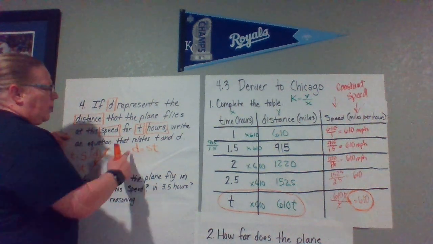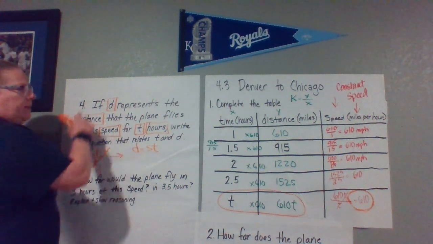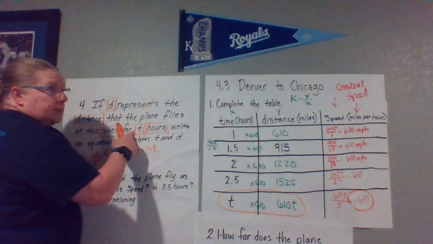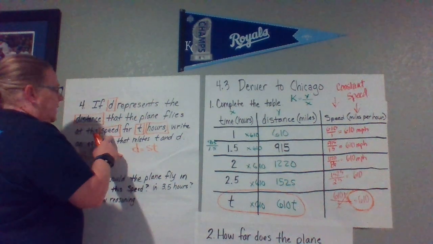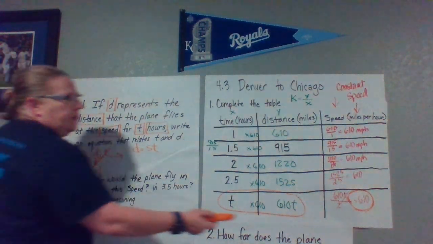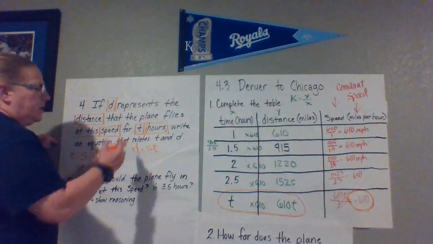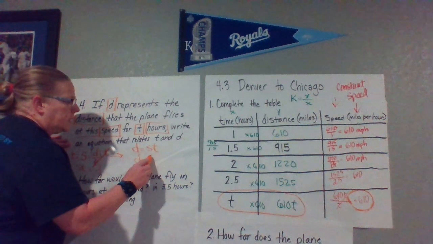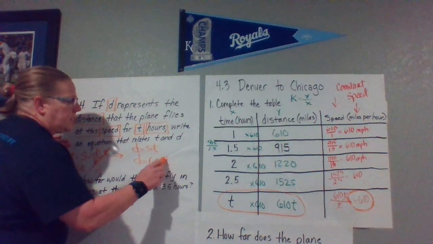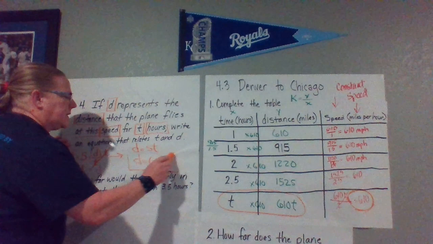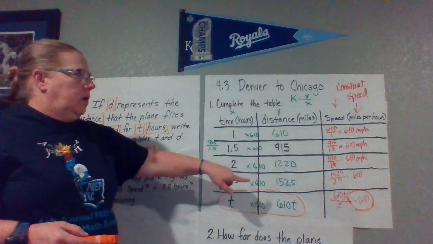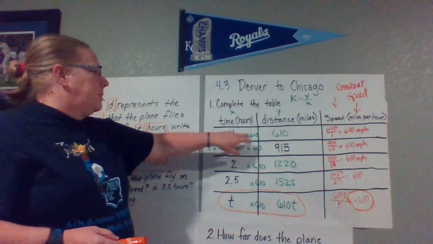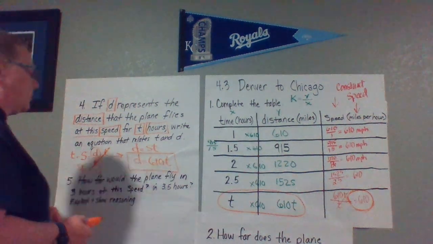So let's fill in this piece of information. I don't know what D is. There's nothing about distance in my story problem, and nothing about the amount of time. But it said at this speed, and this speed is referring to that 610. So I'm going to rewrite and add in the information I know: D equals 610 T. And this is exactly what we did in our table right here. We took the 1 times the 610 to get our distance on every one of those.